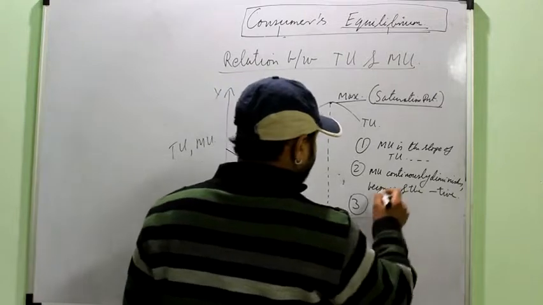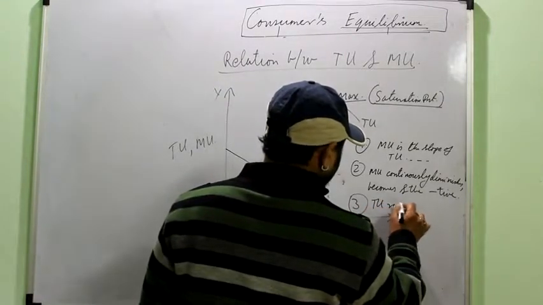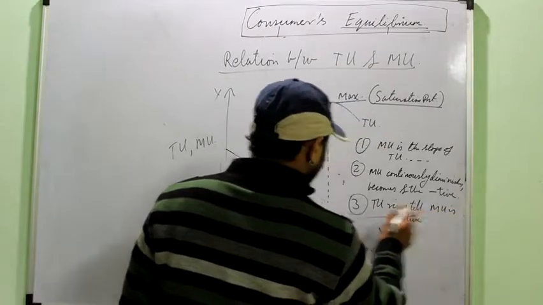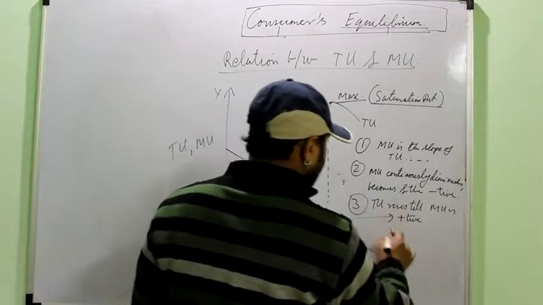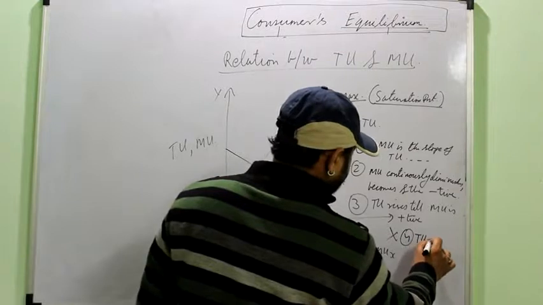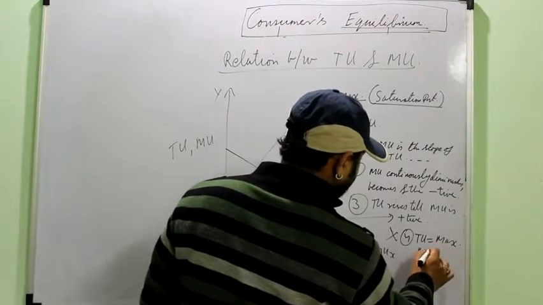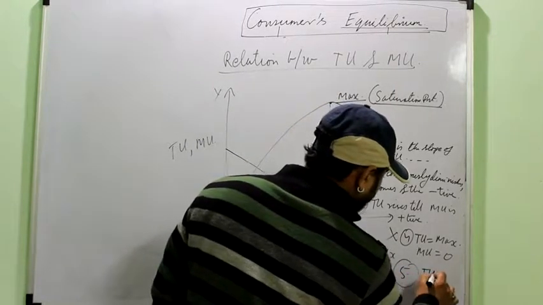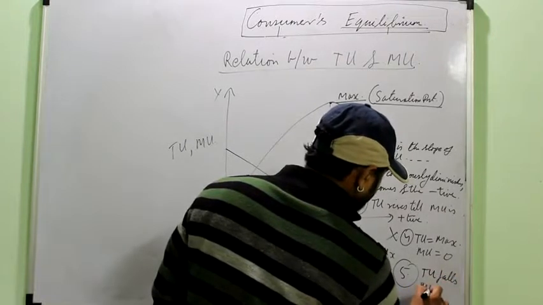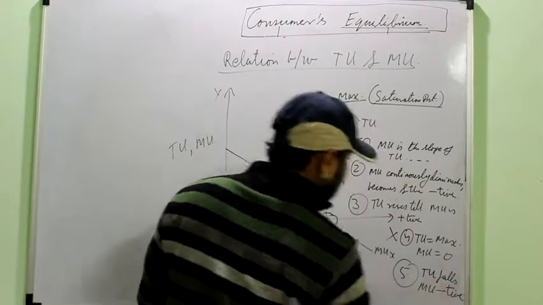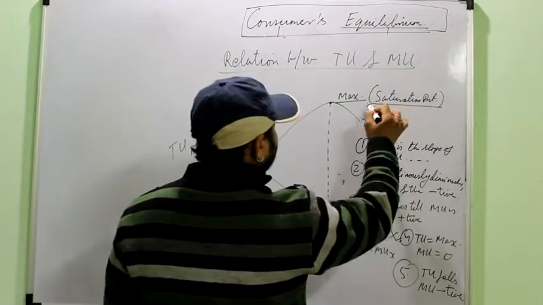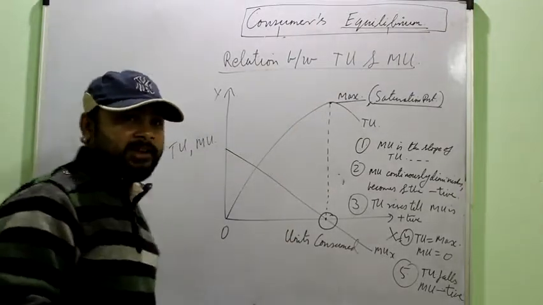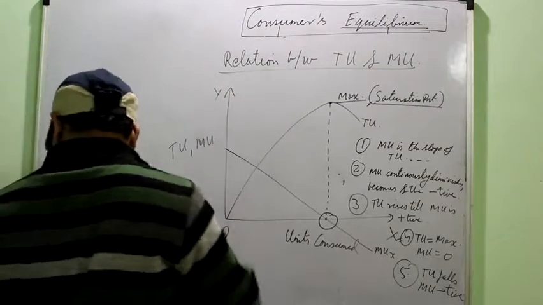Third point could be TU rises till MU is positive. We can see till the point MU is positive, TU is rising. Then TU is maximum when MU is 0. And the last point could be that TU falls when MU is negative. This, as we already discussed, is also the saturation point. So these are the various points which you have to write if a question is asked: explain the relation between TU and MU. And also it can be explained with the help of a schedule which we have already seen.